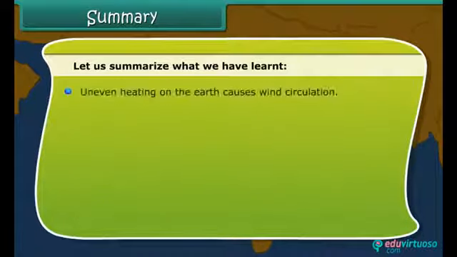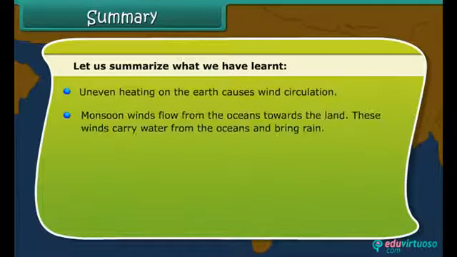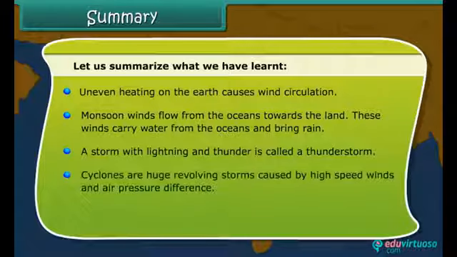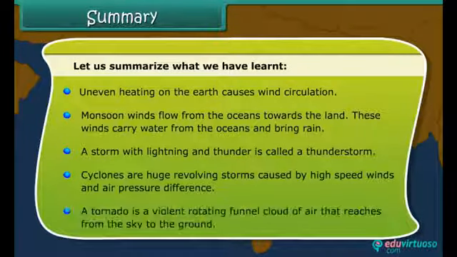Uneven heating on the earth causes wind circulation. Monsoon winds flow from the oceans towards the land. These winds carry water from the oceans and bring rain. A storm with lightning and thunder is called a thunderstorm. Cyclones are huge revolving storms caused by high-speed winds and air pressure difference. A tornado is a violent rotating funnel cloud of air that reaches from the sky to the ground.